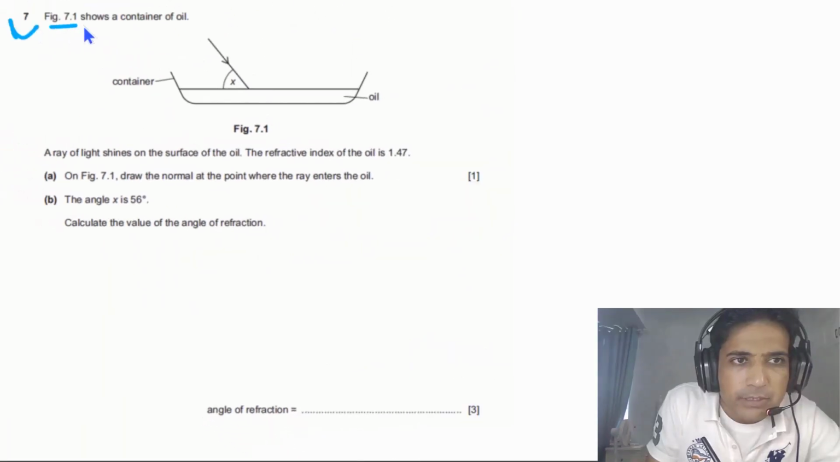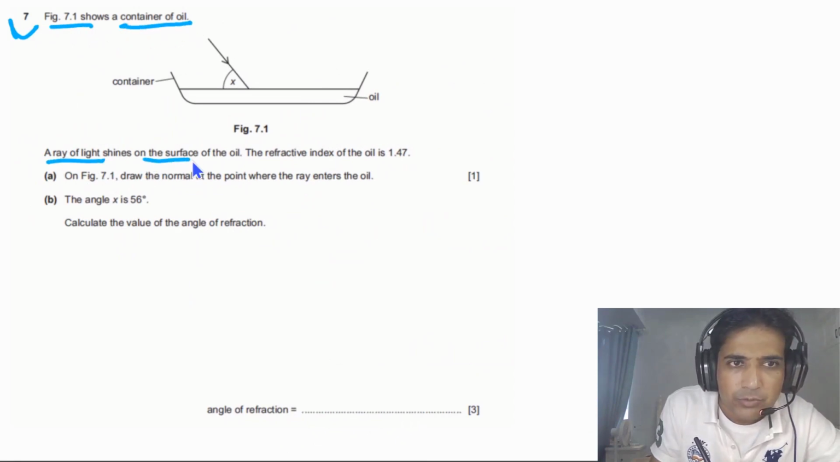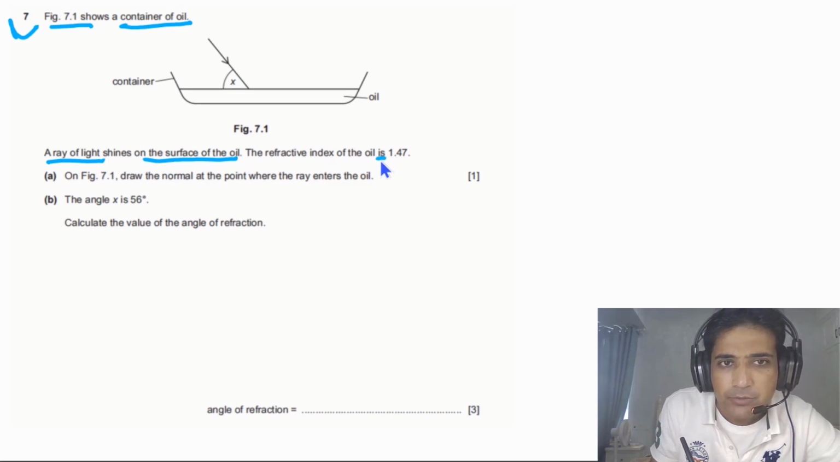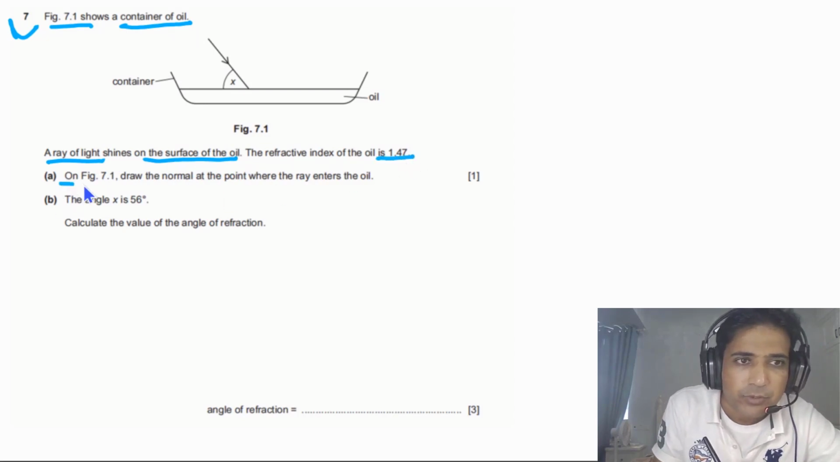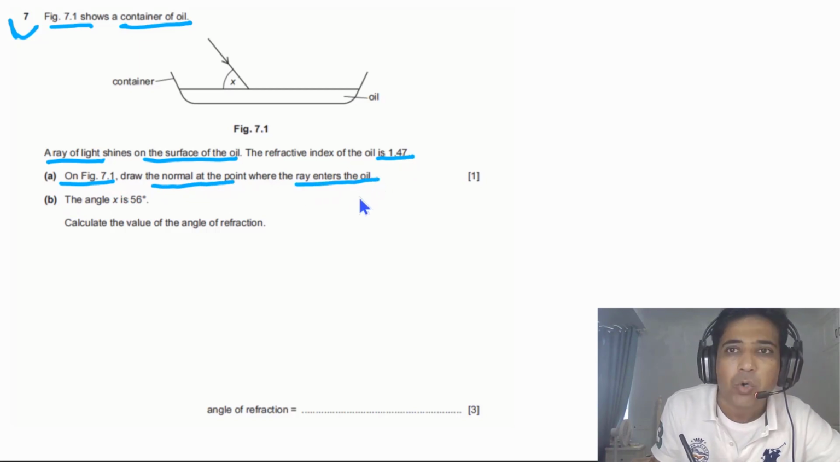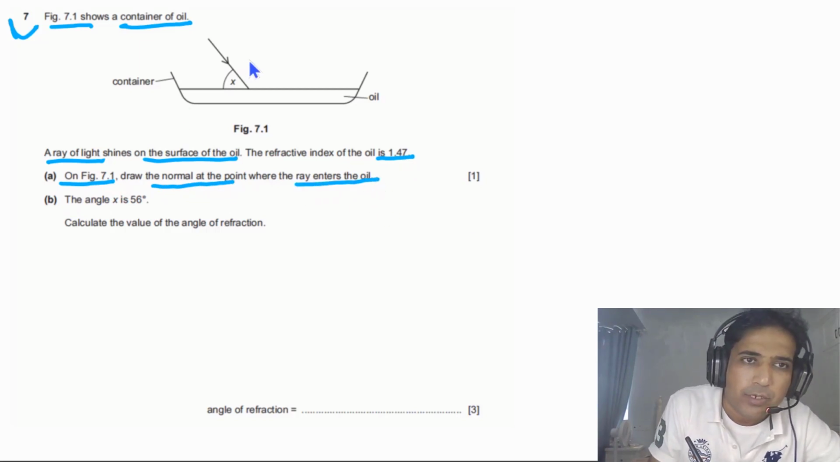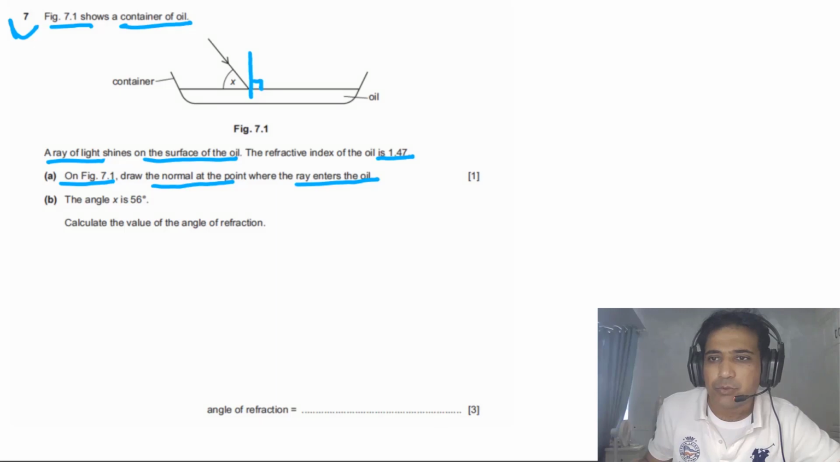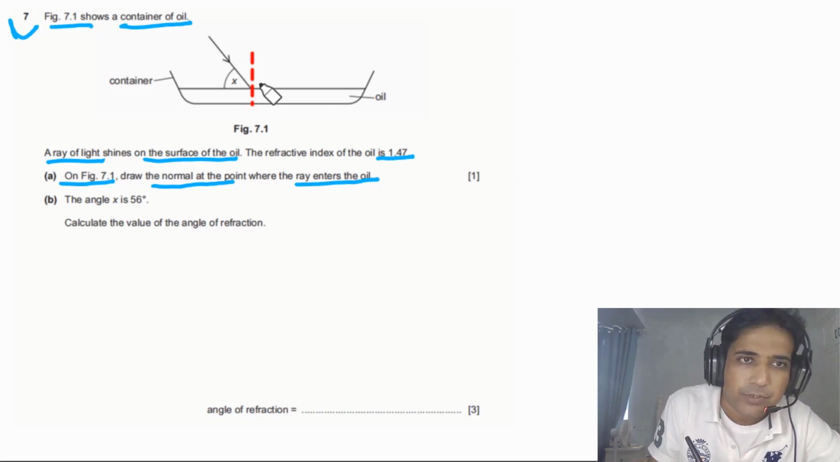Question 7 says figure 7.1 shows a container of oil. A ray of light shines on the surface of the oil. The refractive index of the oil is 1.47. On figure 7.1, draw the normal at the point where the ray enters the oil. So simply we need to draw one line here that has to be perpendicular to the surface, like this. This one has to be perpendicular to the oil surface. This angle has to be 90 degrees.